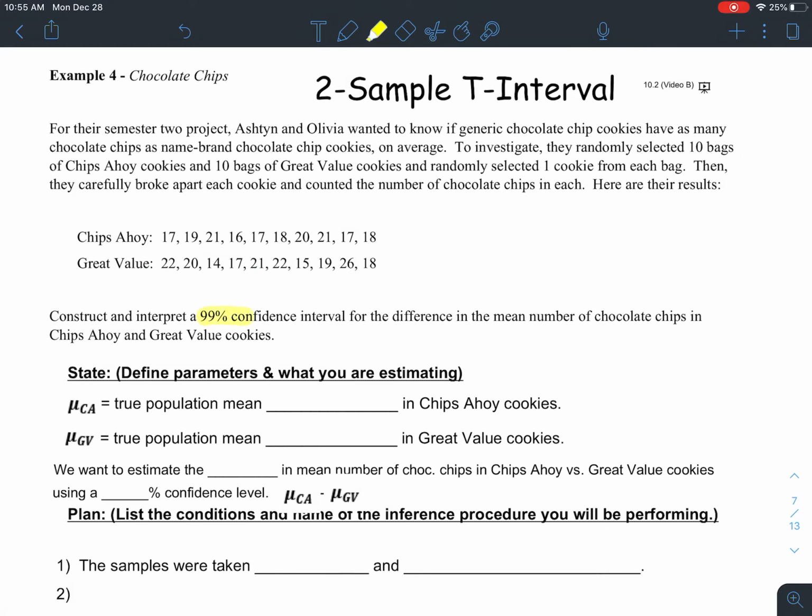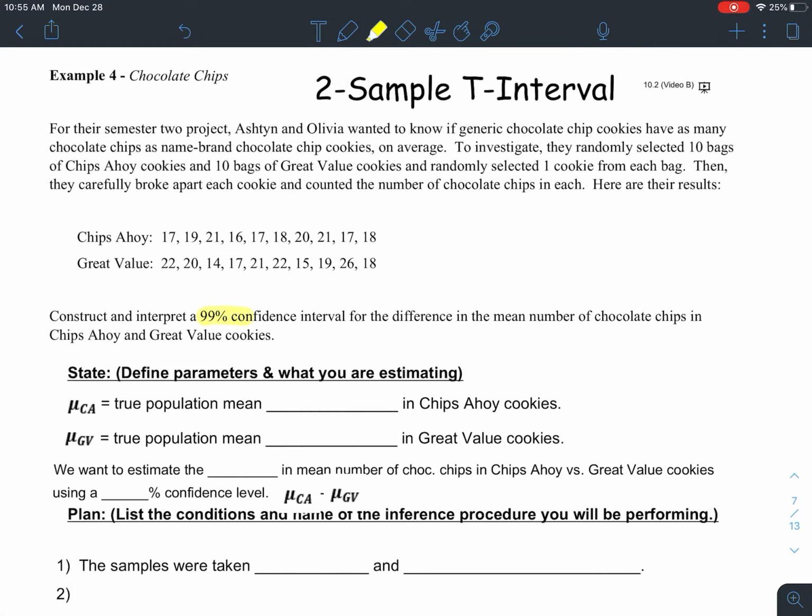Now we need to do the test for normality to show that this is approximately normal. Remember, our 3 options are: if they told us in the problem that the population for Chips Ahoy and the population for Great Value was normal, we could just cite that. There was no mention of normality here for the populations. Our second option is, if the sample sizes are greater than or equal to 30, we could cite the central limit theorem for each sample, but this is 10.